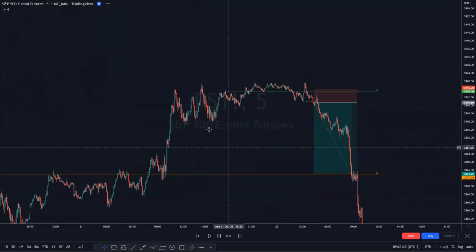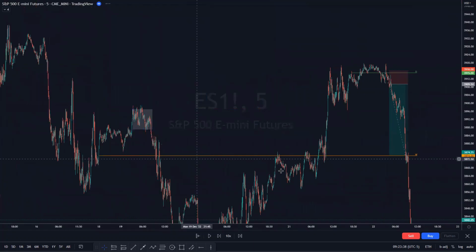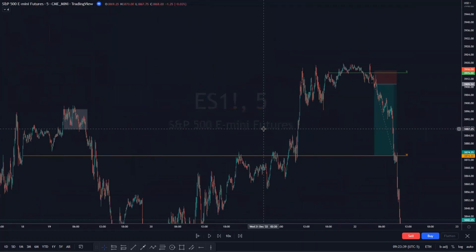But this is how I use these pivot points. If you have any questions about it, just send me a message.